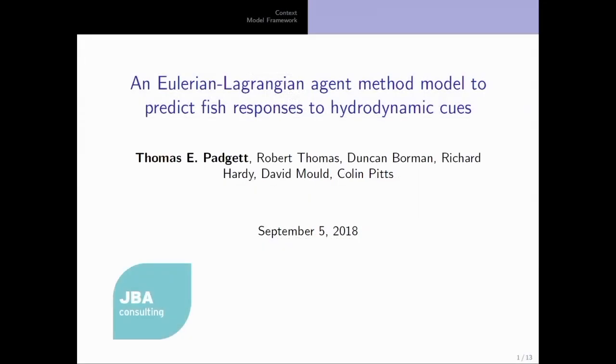I think a slight detour from the current topic of healthcare. So I'm from the University of Leeds. I'm going to talk to you about my work, which is looking at the development of an Eulerian Lagrangian agent method model, which is used to predict the response of fish to hydrodynamic cues in rivers.